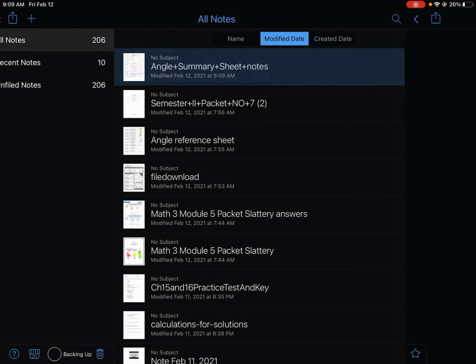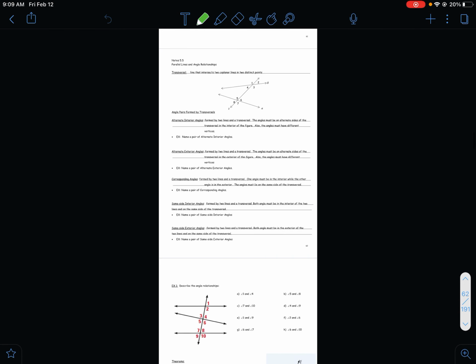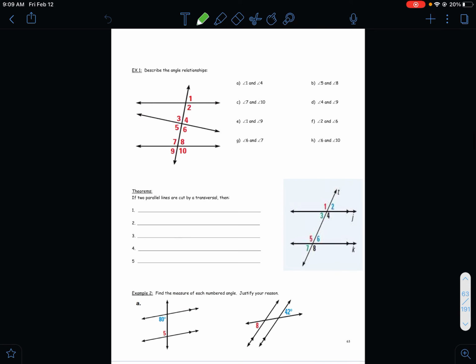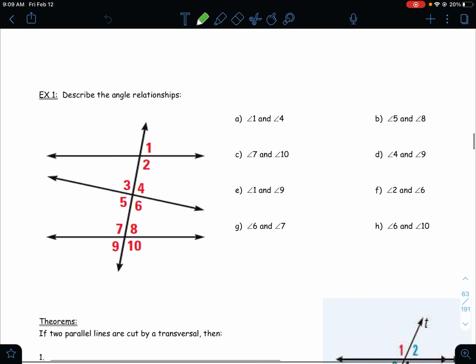So let's go ahead and take a look here at our 5.5 notes. Now these go through the definitions of all of these. That's pretty much what we just did. So let's go ahead. It says describe these angle relationships. So I want you to note that these are not parallel. So we couldn't say that any of these are congruent or supplementary based on these relationships, but we could start saying, okay, these are vertical, these are corresponding, and things like that.